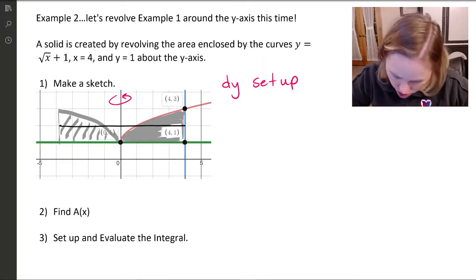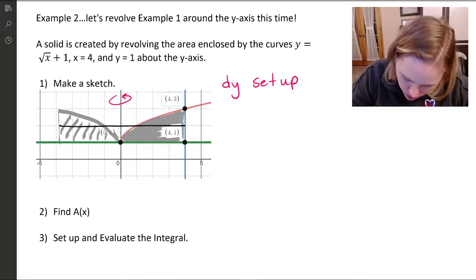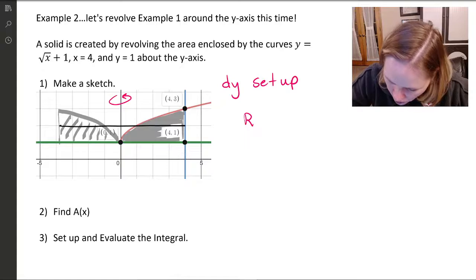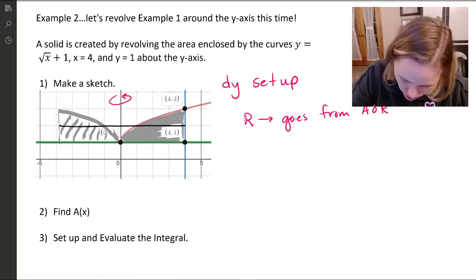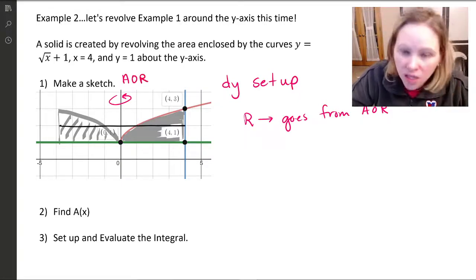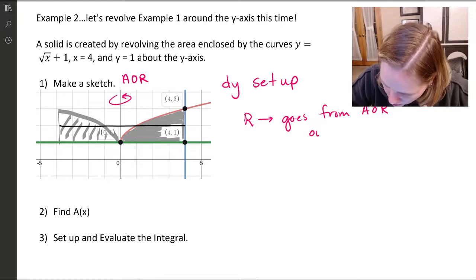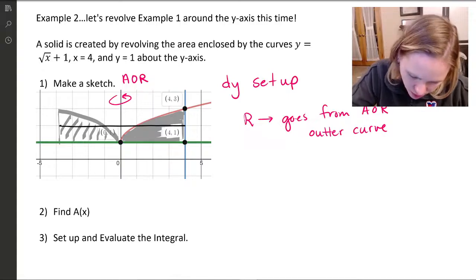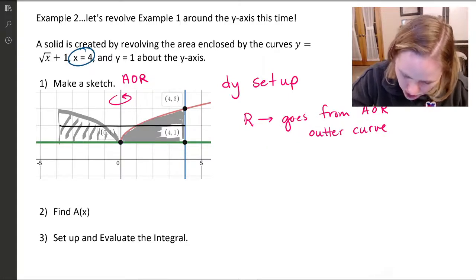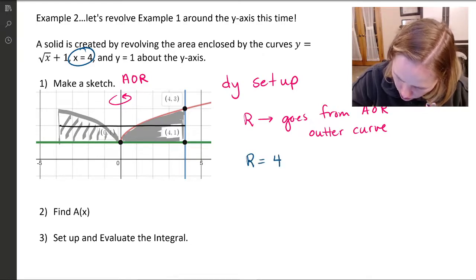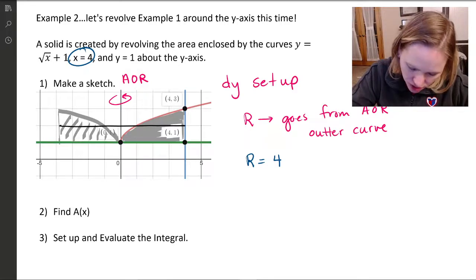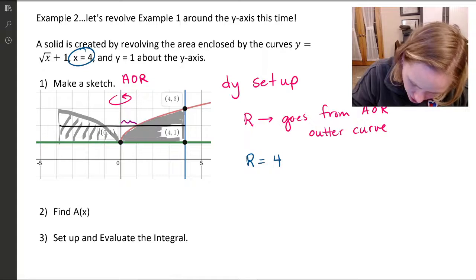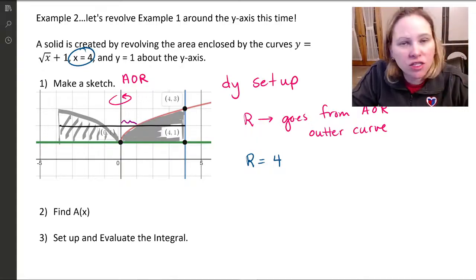So let's see, we're going to figure out what is our big R and what is little r. So remember, big R always goes from the axis of revolution. Well, that's this axis of revolution. It's always going to go from the axis of revolution to the outer curve. Well, here my outer curve is that blue line, and we said that the blue line was x equals 4. So here, big R is going to be 4. All day long, it's 4. That curve doesn't change. Now my inner function, or my little r, goes from the axis of revolution out to this red curve.